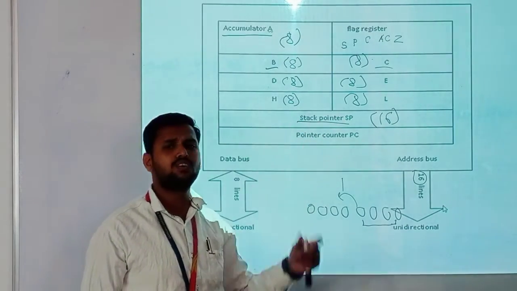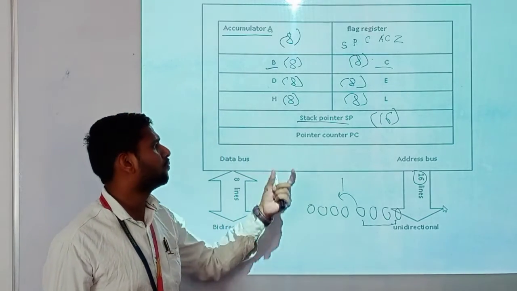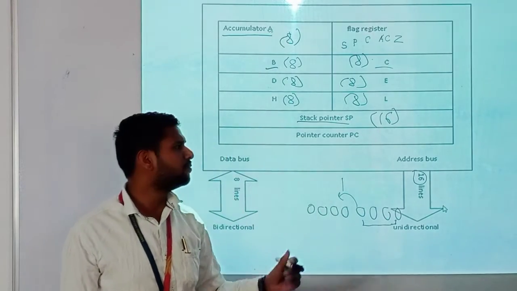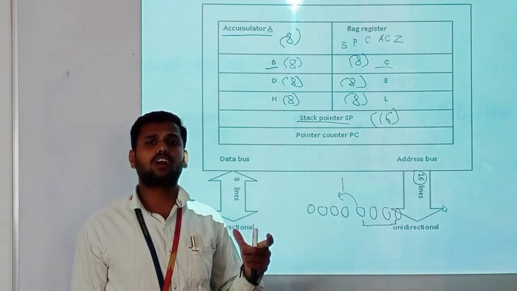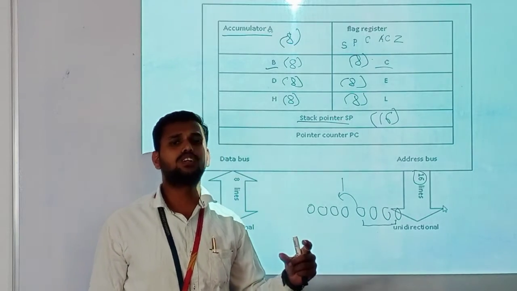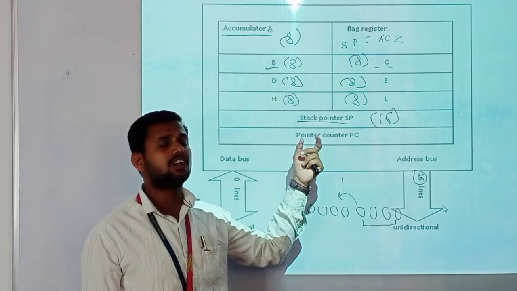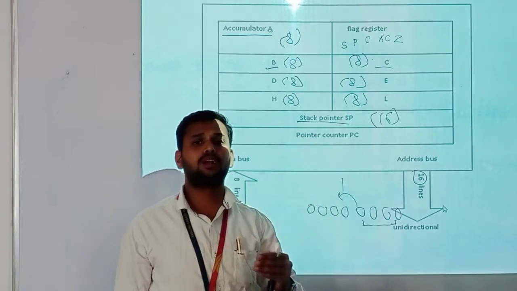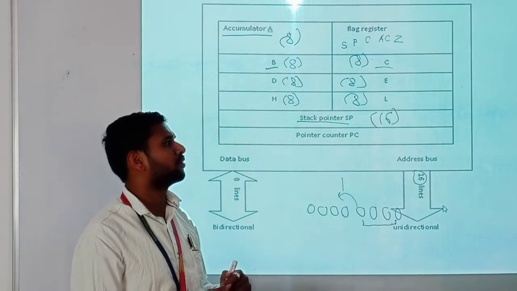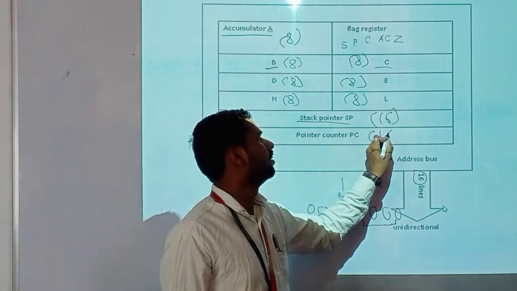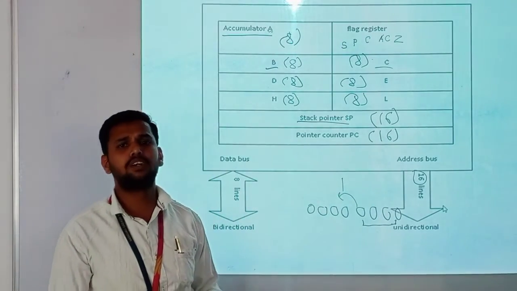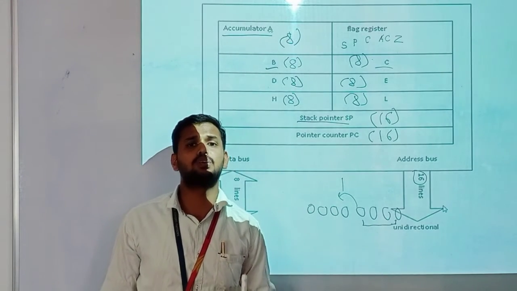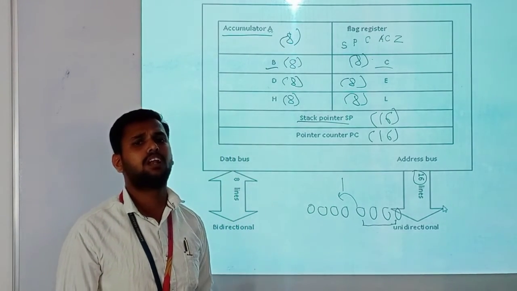Next is the program counter. When we store the program in the memory locations, we execute the program one by one. At that time the program counter stores or counts which instruction is to be executed, meaning the next instruction byte or next instruction address is stored in the program counter. It is also a 16-bit register. This register's contents cannot be changed by the programmer directly, but we can write a program in ALP or assembly language code.